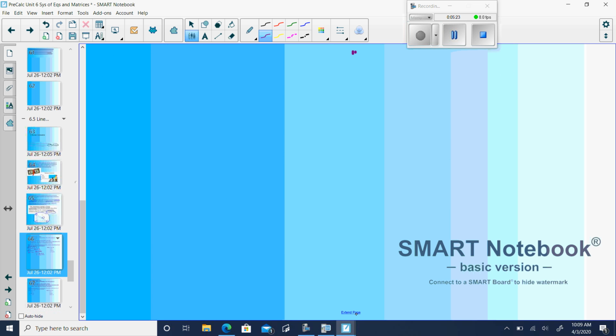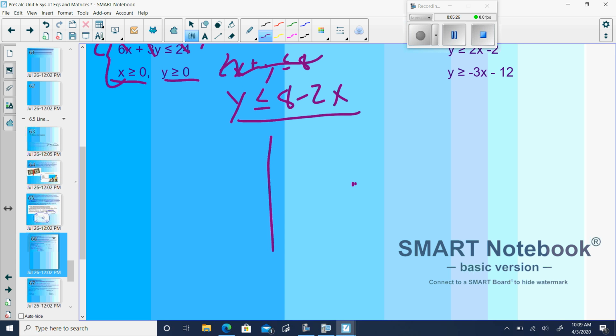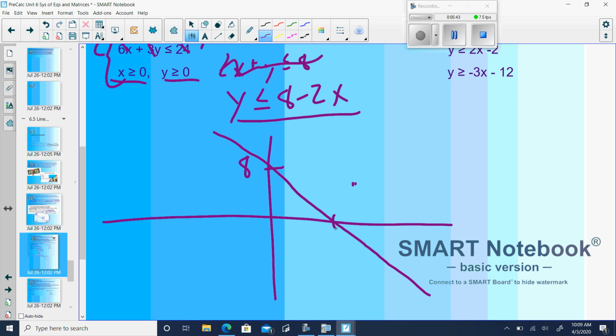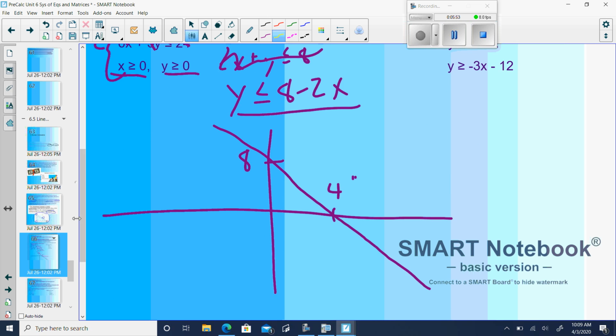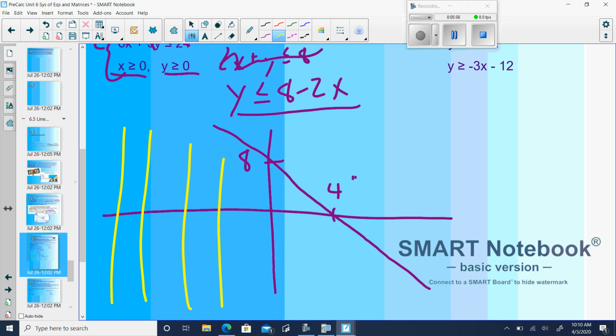Let me extend the page. There we go. All right, so 8 minus 2x. So we're up here at 8 on the y-axis, right? Because y equals mx plus b, so that'll be our y-intercept. Then our slope would be negative 2, so we're just going to follow this down right out here till we get to 4, 0. Now we need everything that's less than or equal to that, so I'm just going to shade. All these yellow lines right here just represent my shading.